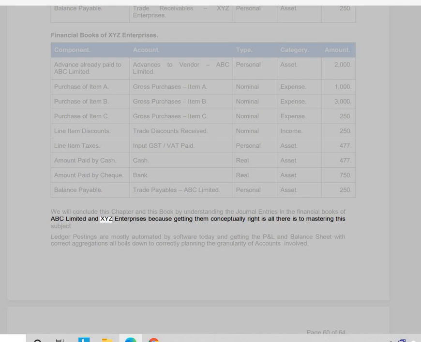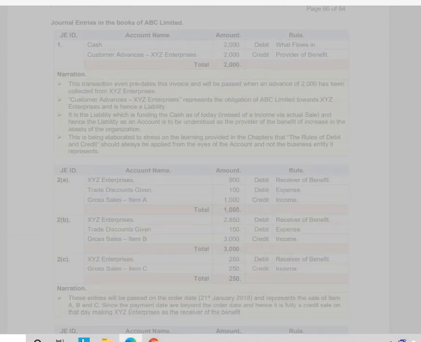We will conclude this chapter and this book by understanding the journal entries in the financial books of ABC Limited and XYZ Enterprises, because getting them conceptually right is all there is to mastering this subject. Ledger postings are mostly automated by software today, and getting the P&L and balance sheet with correct aggregations all boils down to correctly planning the granularity of accounts involved. Page 60 of 64. Journal entries in the books of ABC Limited.